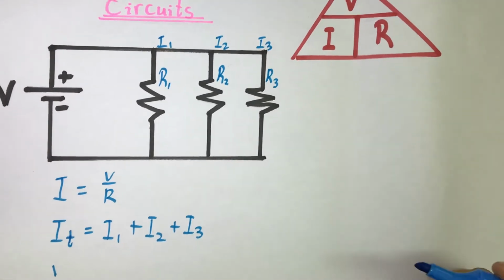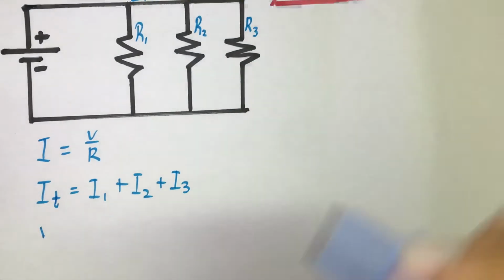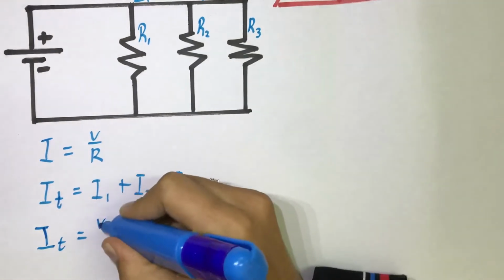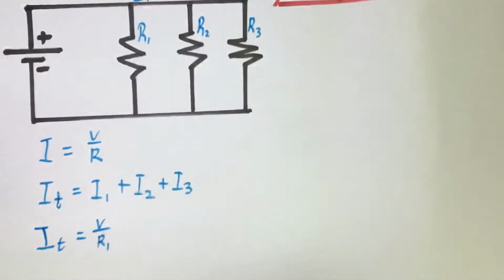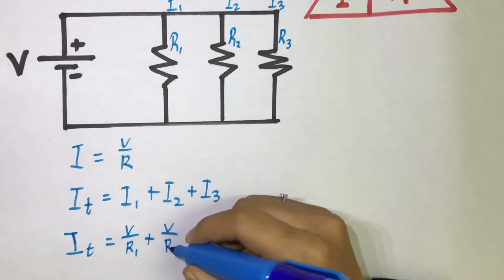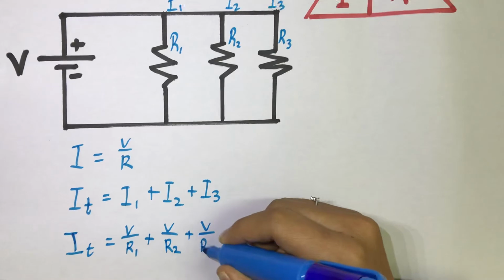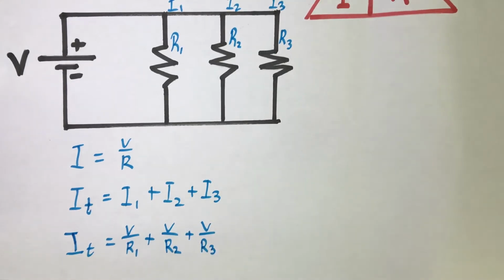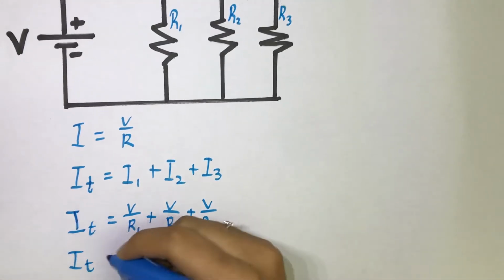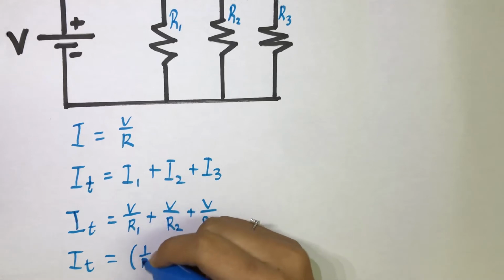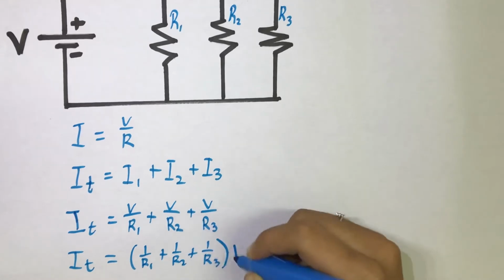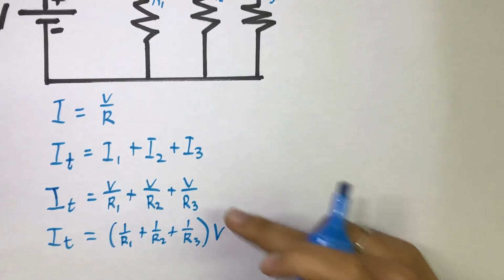We also know that I equals V over R from our triangle. So if I write I total differently, it'll equal V over R1 plus V over R2 plus V over R3. The potential difference supplied will always be constant in this circuit. And now I can take these V's out of this equation, so I'm going to say I total equals 1 over R1 plus 1 over R2 plus 1 over R3, all multiplied by V, right? You see how that happened.